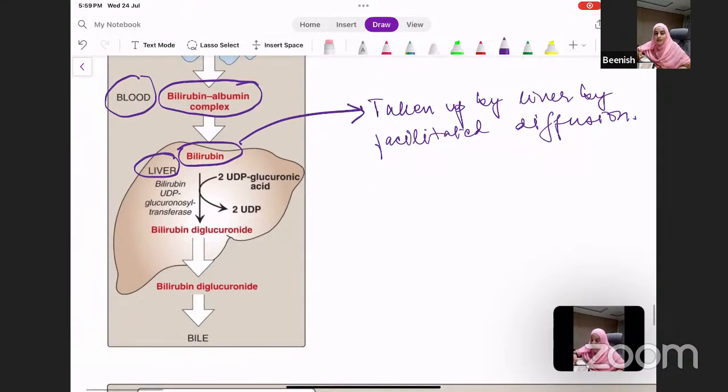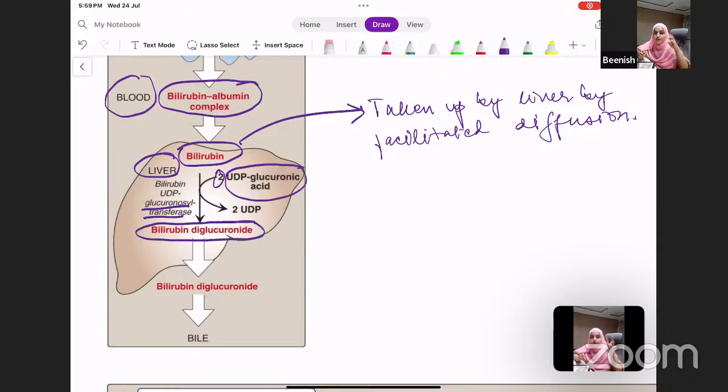Now in the liver, what is going to happen? Conjugation is going to take place. This is taking place in the liver cell. So your bilirubin is conjugated with glucuronic acid. Two molecules of UDP glucuronic acid are going to conjugate to bilirubin, and the enzyme is bilirubin UDP glucuronosyl transferase. And you end up with bilirubin diglucuronide.